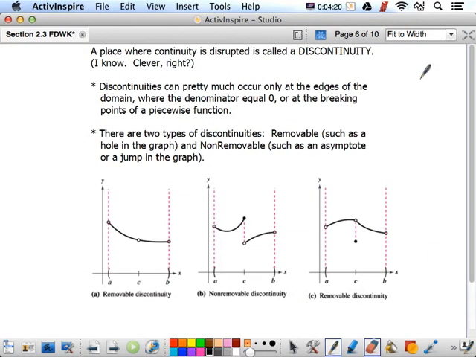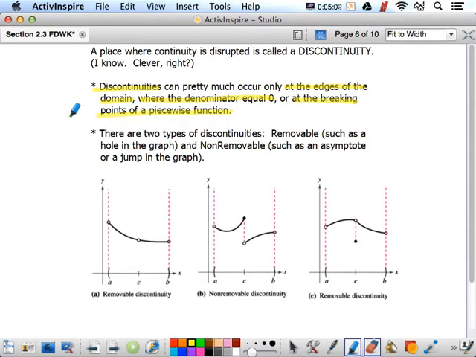A place where continuity is disrupted is called a discontinuity. Discontinuities can pretty much occur only at the edges of the domain where the denominator equals 0 or at the breaking points of a piecewise function. So those are the things you need to be on the lookout for. Edges of the domain where the denominator equals 0, and that could be a hole or a vertical asymptote, or at the breaking points of a piecewise function. That's where you're going to find your discontinuities. An oscillation would show up as a denominator equaling 0.